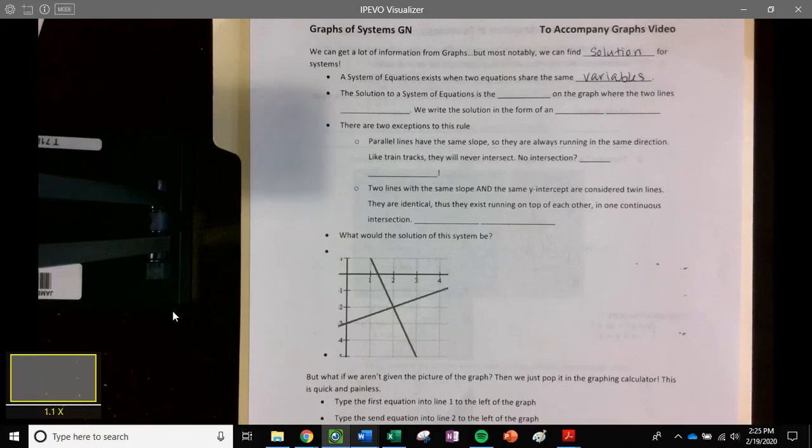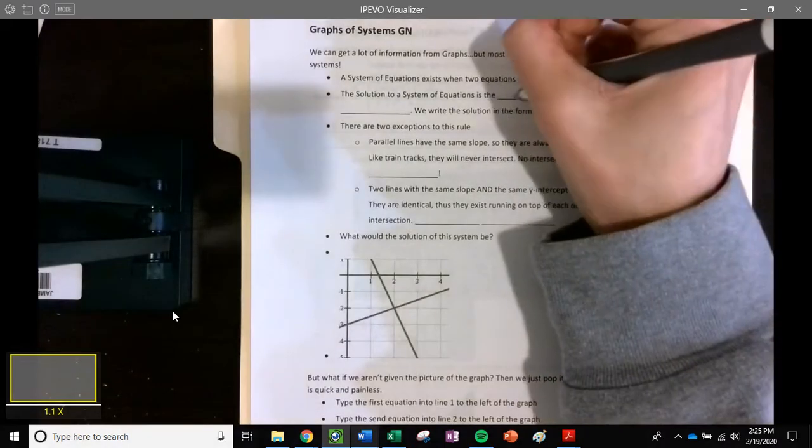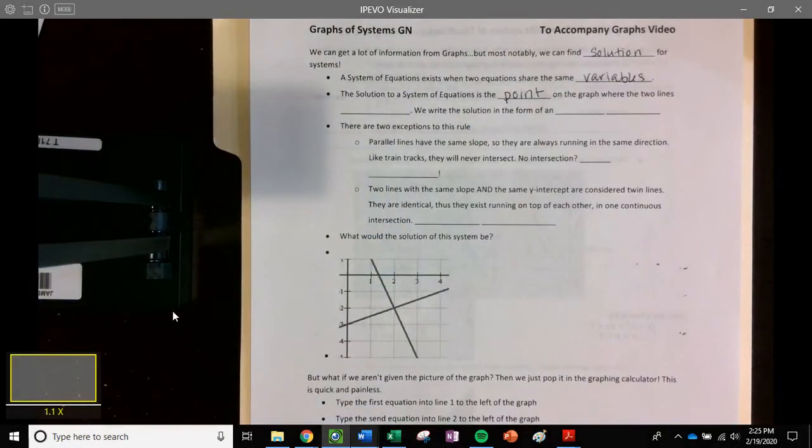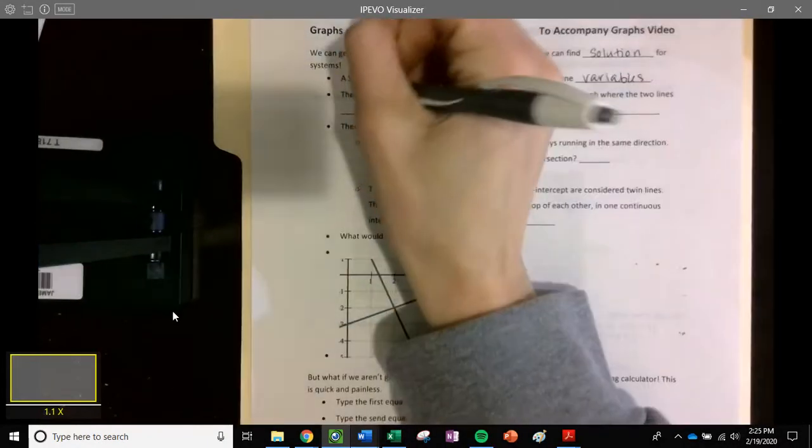So the solution to a system of equations, when we are looking at a graph, is great because we don't really have to do any math. We just have to look. The solution to a system of equations is the point on the graph where the two lines intersect.